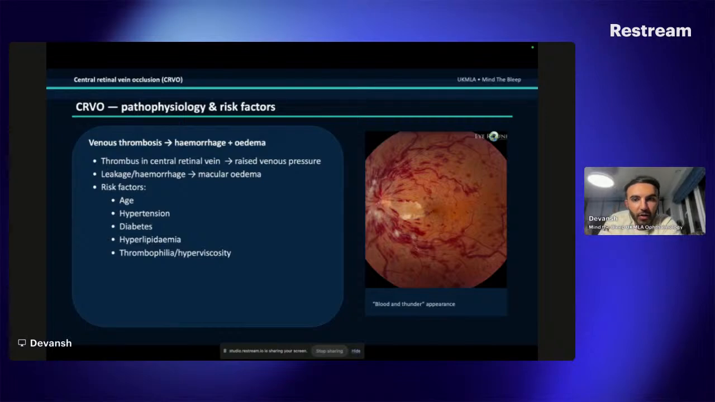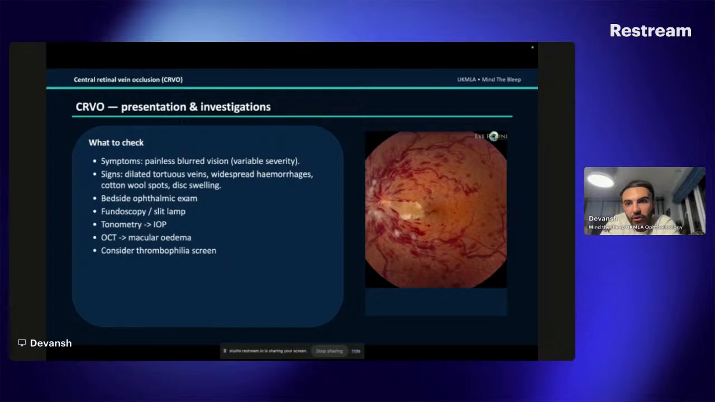That appearance on the right-hand side that we see with our fundus or slit lamp is that classic blood and thunder appearance. So if you see an SBA mentioning a blood and thunder appearance on fundoscopy in a UKMLA exam, it's quite likely pointing towards CRVO.